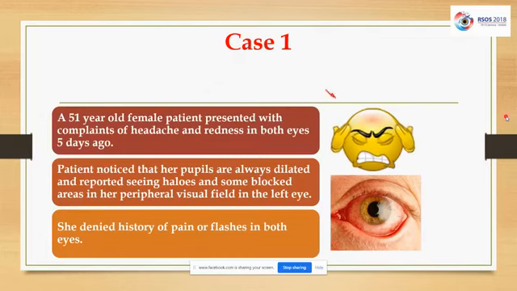The first case is a 51-year-old female patient presented with complaint of headache and redness in both eyes 5 days ago. This patient noticed that her pupils are always dilated and reported seeing halos and some blocked areas in her peripheral visual field in the left eye. And the patient denied any history of pain or flashes in both eyes.